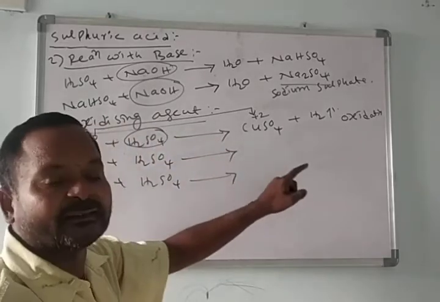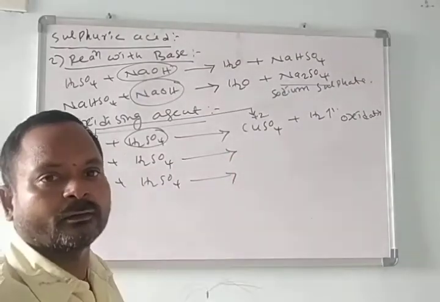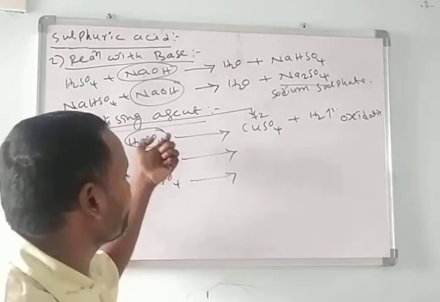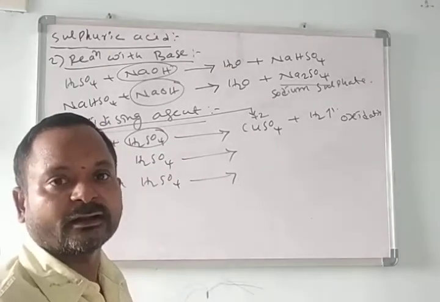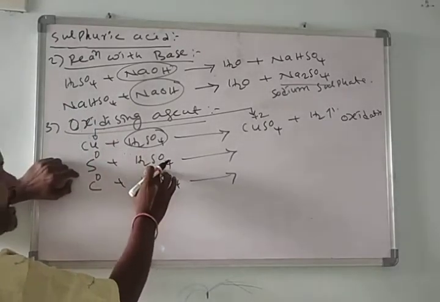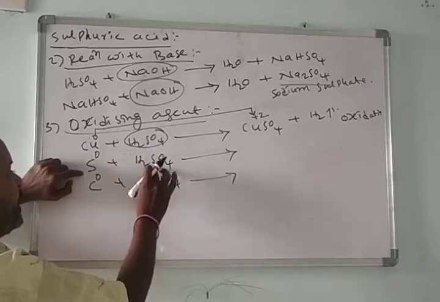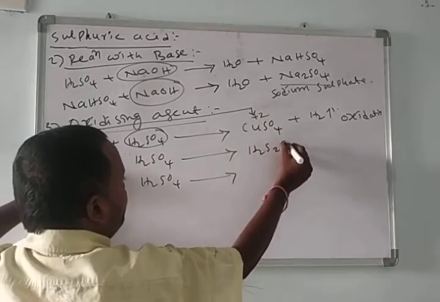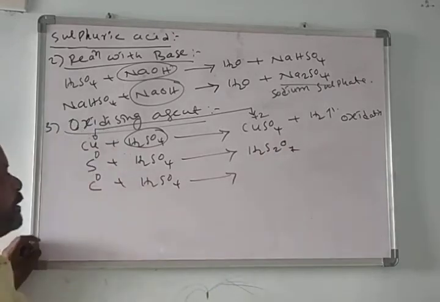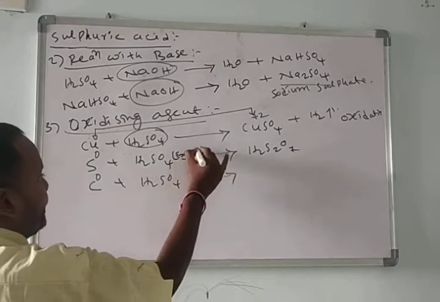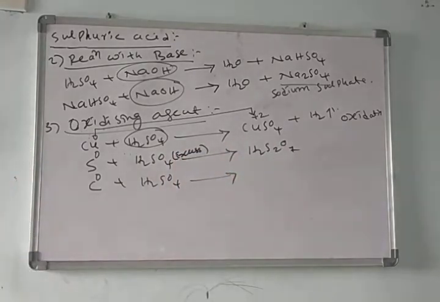If it decreases, that is called reduction, and the compound is called a reducing agent. Here also the same: sulfur reacts with sulfuric acid and here forms H2S2O7. Here you take excess amount of sulfuric acid, and we will get the oleum. Here also it undergoes oxidation.